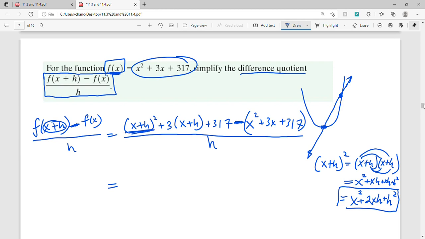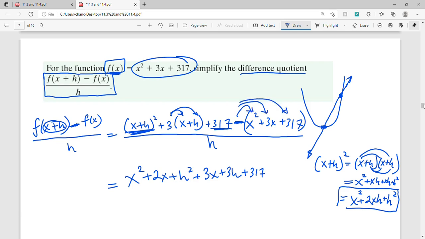We know x plus h squared is x squared plus 2xh plus h squared. So let's replace that x plus h squared with the value it's equal to. This 3 needs to be distributed, so that's 3x plus 3h. And we'll drop down the 317. This negative just makes all of these on the right negative versions of themselves. So we'll have negative x squared, negative 3x, and negative 317. All of this is divided by our h.